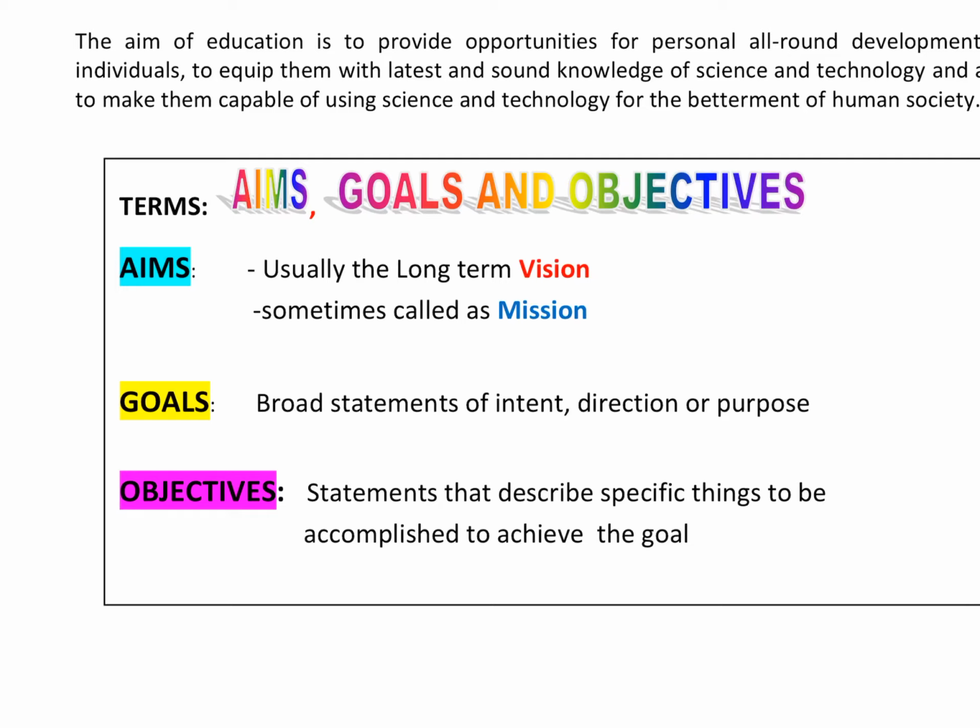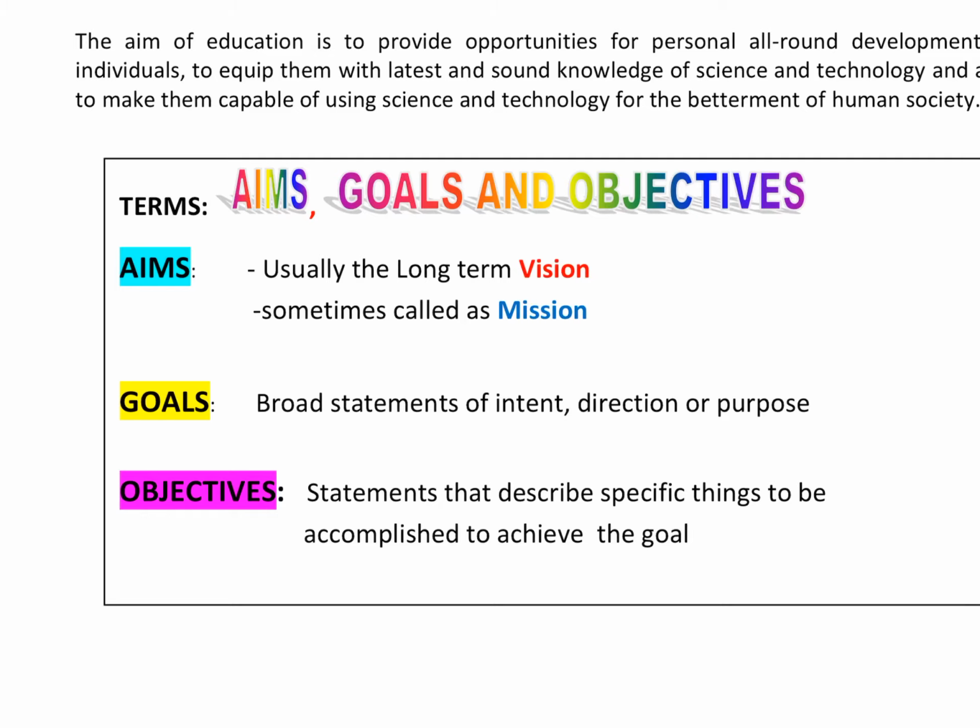So sometimes you will find the words aims and goals being used interchangeably. Sometimes you'll find aims slash goals also written. And some of the educationists have made use of these two words, aims and goals, in this way: aims are the long-term goals. And another word, objectives. Objectives are also goals, but they are short-term goals.